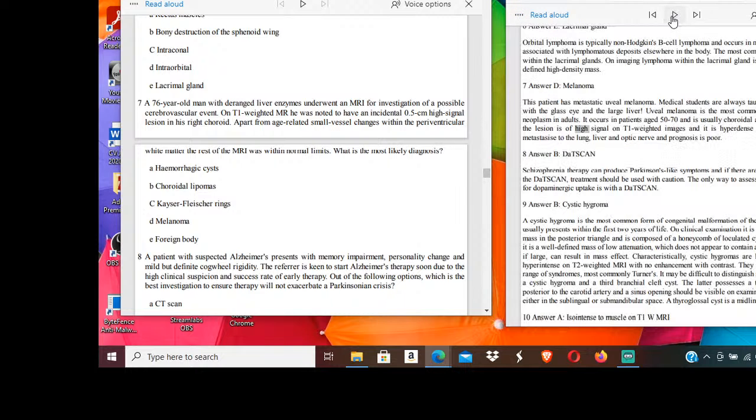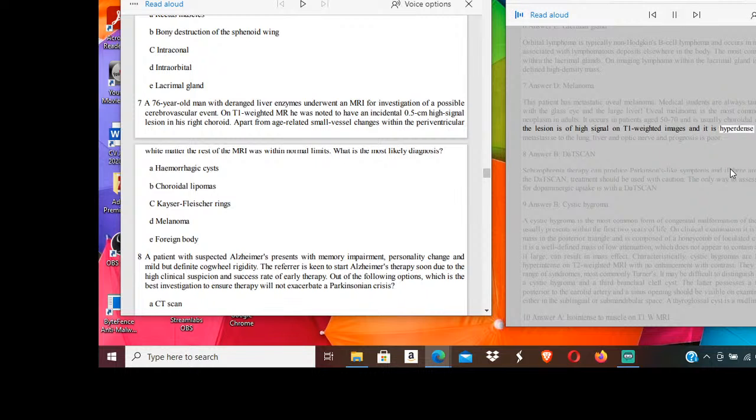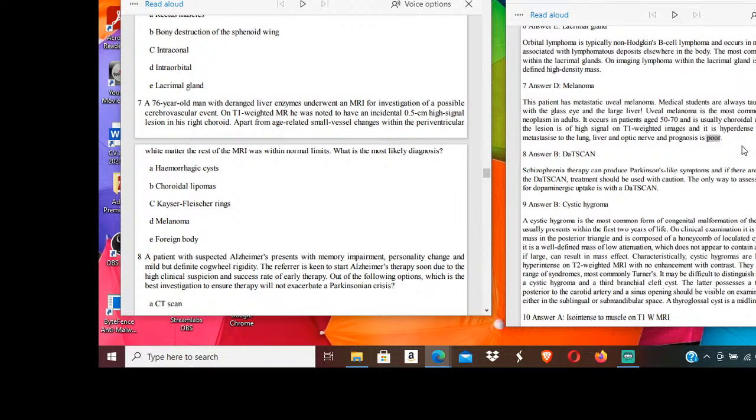On MRI the lesion is of high signal on T1-weighted images, and it is hyperdense on CT. These lesions metastasize to the lung, liver and optic nerve and prognosis is poor.